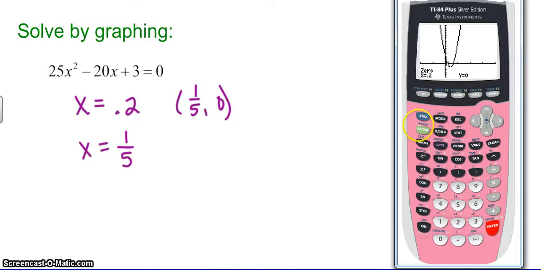We're going to do the same thing. Second trace. Select the 0 feature. This time I'm looking for this 0 right here. So I want to move my spider just to the left of it. Press enter. Swing that spider over to the right. Press enter. Then it wants me to guess. And we're looking between these two x values right there.